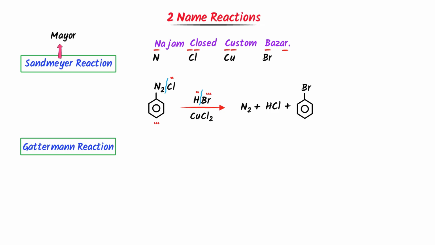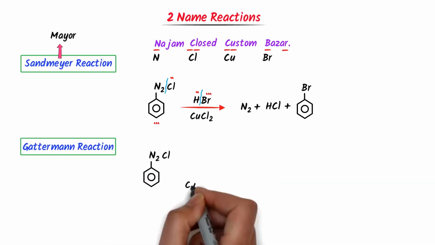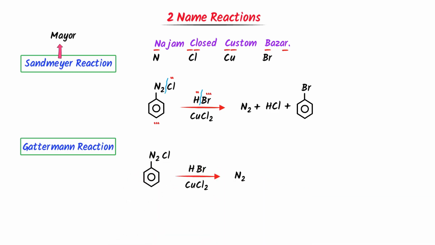What about the Gattermann reaction? Well, I rewrite the Sandmeyer reaction. Now listen carefully. I cut only copper chloride and replace it with copper powder. Let me repeat it. I cut only copper chloride and replace it with copper powder. I get the Gattermann reaction. So this is the Gattermann reaction. Thus, note down these two reactions.